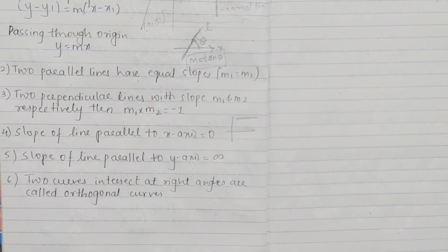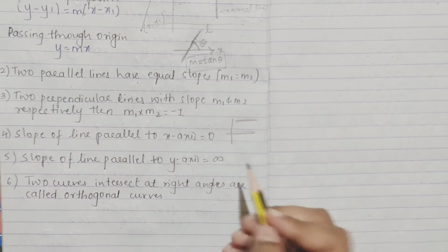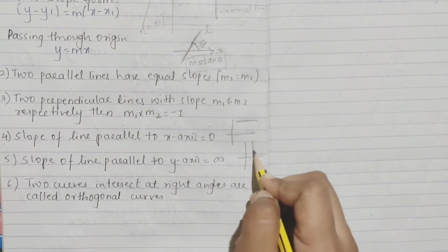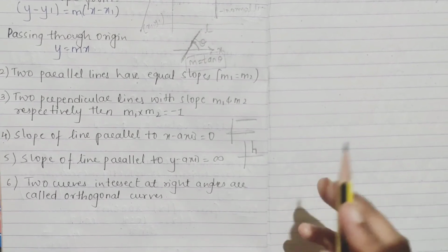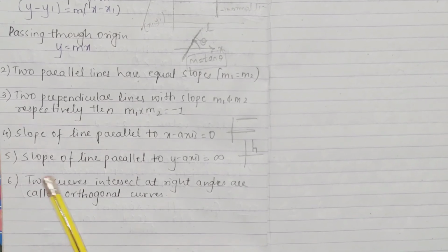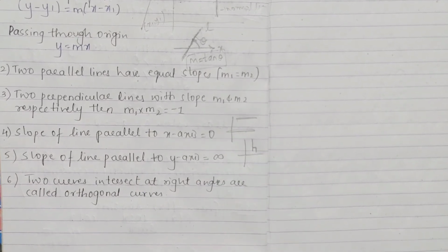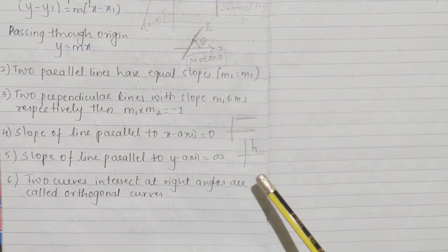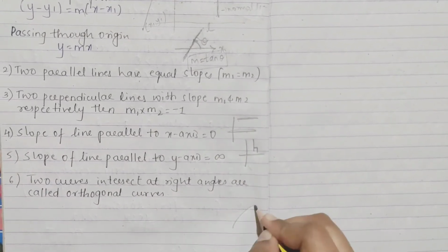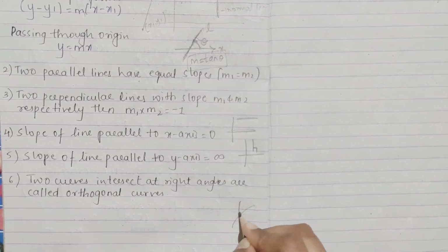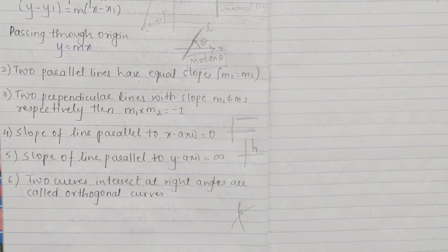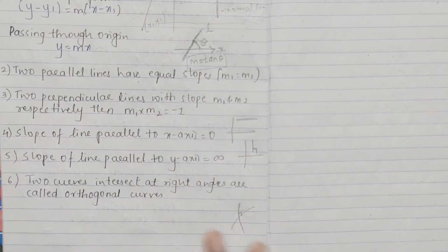Slope of a line parallel to the y-axis: here parallel to the y-axis means it is making 90 degrees, right? And tan 90 is what? Not defined, that is infinity. So the slope of a line parallel to the y-axis is infinity. Two curves that intersect at right angles are called orthogonal curves. See here, two curves intersecting and making a right angle. Such curves are called orthogonal curves.